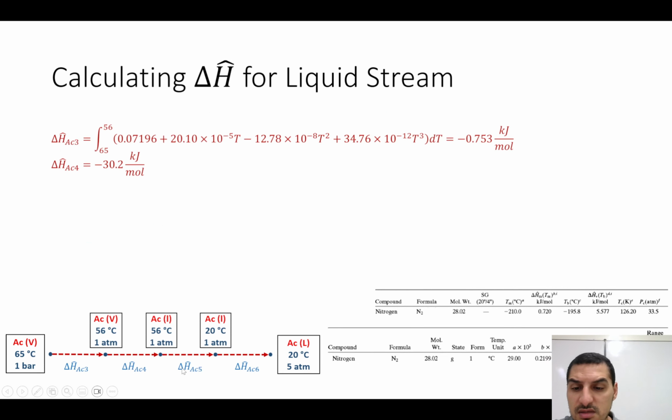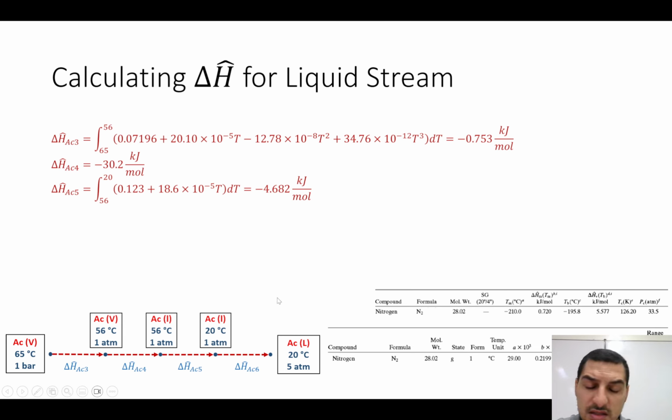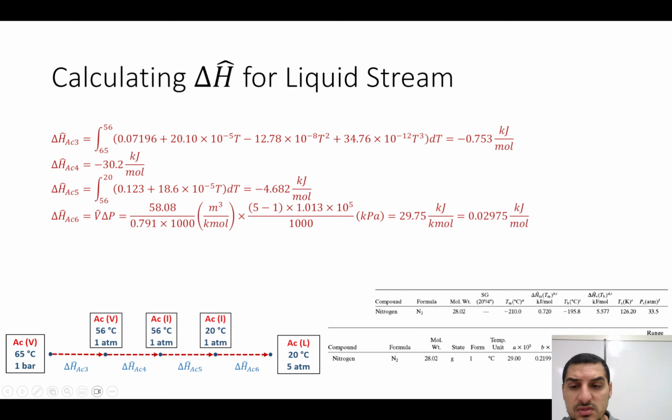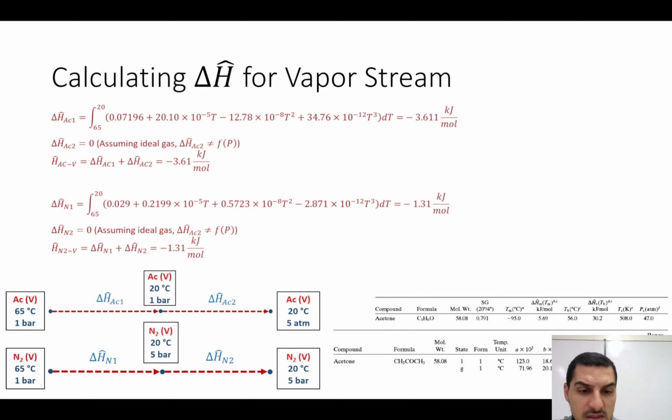Then the next step is the integral of Cp dT for liquid acetone, which has only 2 terms, easier to deal with. Finally, we have the last one, which is the effect of pressure. This is not 0, because we know for liquids it's V hat delta P. We can get V hat from 1 over the specific gravity. This specific gravity we can get from table B1. This is the specific gravity, 0.791.